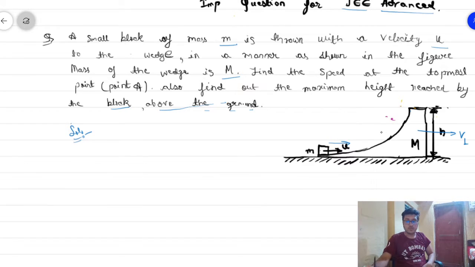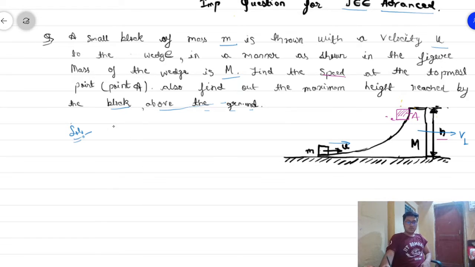Mass of the wedge is capital M, and we are required to find the speed at the topmost point, which is the point A of the wedge. Here we are required to find the speed of this block and also the maximum height reached by the block above the ground, and the height of the wedge is h.